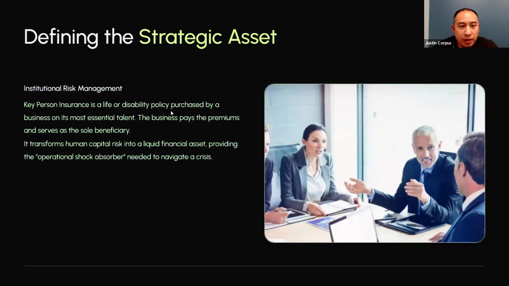So what are we looking at, right? We're defining this strategic asset that we all should have as small business owners. Institutional risk management. Key person insurance is a life or disability policy purchased by a business on its most essential talent. Essentially, we're purchasing a life insurance policy from our business so that in the event one of our key employees, or you as the CEO, falls ill or passes away, knock on wood, we have something in the wings: a death benefit, or a pool of money, so to speak, that can be used to keep the business going in the interim while we're looking for a new employee or looking to replace some revenue, things of that nature, in the event of a passing or a big injury or disability on that key person, right?